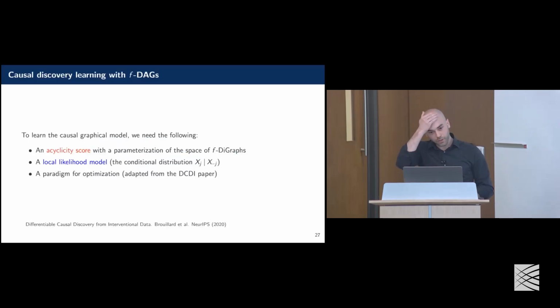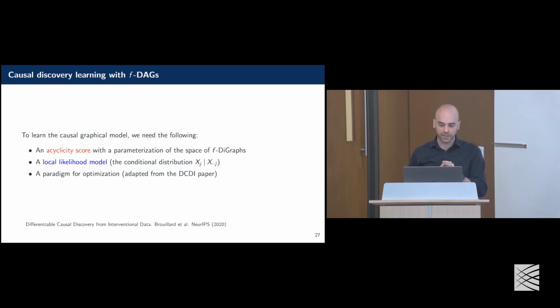So, I've introduced this object, f-DAGs, which is actually pretty simple. What is less simple is how to apply this to causal discovery. To do this, we need to follow the recipe, the NOTEARS type of framework that I've shown you before. First, we need an acyclicity score, and we need to parameterize the graphs. Then we need a likelihood model. And finally, we need a paradigm for optimization. This is derived from another manuscript.